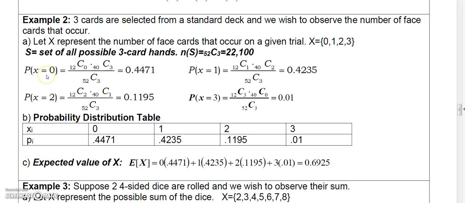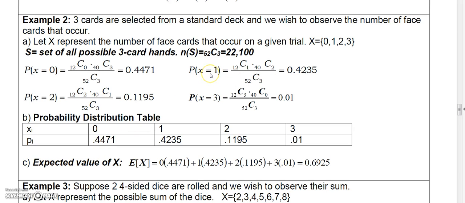So, if we want to calculate the probabilities of each of these numbers, we have to use our counting techniques to get the numerator. We know the denominator is going to be 52C3 in each case, but how many ways can we get no face cards? Well, that would mean out of 12 face cards, choose none, and out of 40 non-face cards, choose 3. And then divide the result by 52 choose 3, and you get 0.4471. So notice down here in the table, for 0 face cards, I put 0.4471 as the probability.